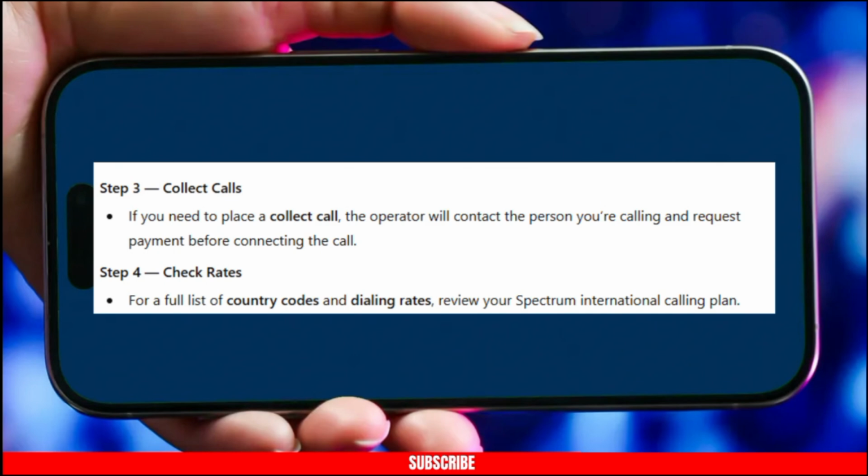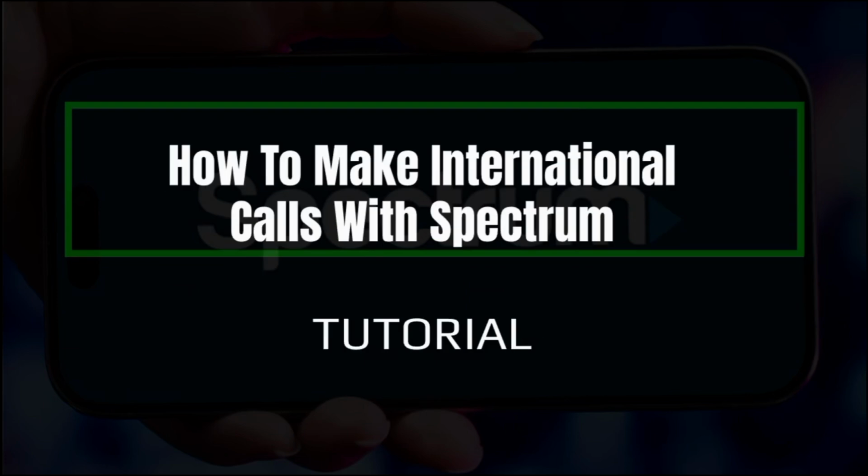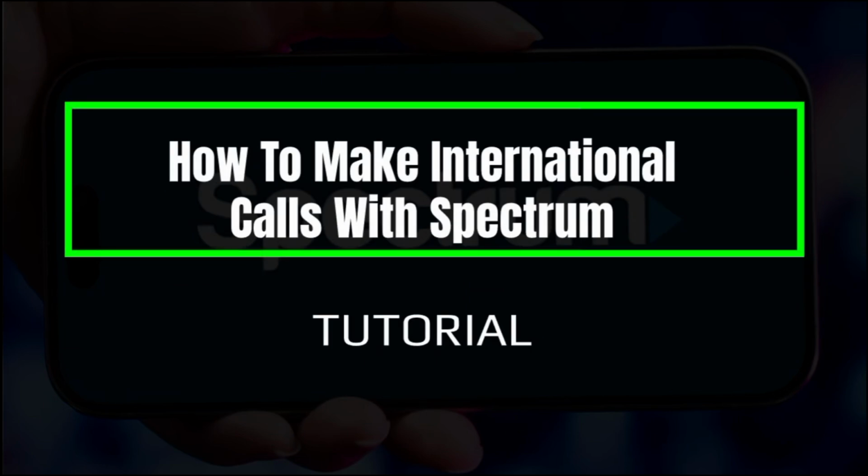calling and request payment before connecting the call. You have to check rates for a full list of country codes. In dialing rates, review your Spectrum international calling plan, and that's how you will be able to make international calls with Spectrum.